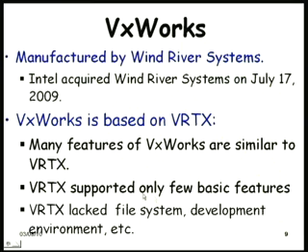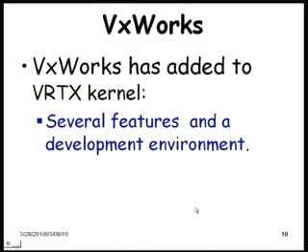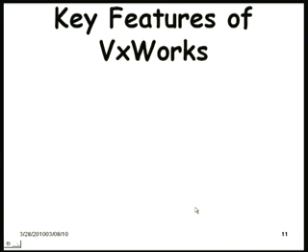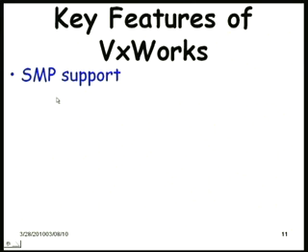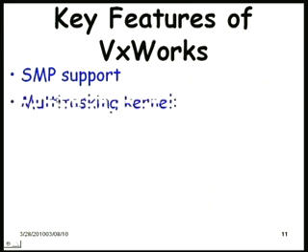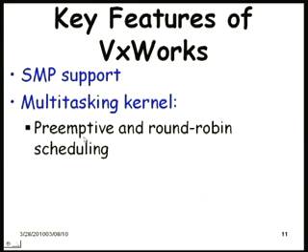The VRTX, as we were saying, supported very basic features originally, only 4 KB code, and lacked, for example, file systems, development environment and so on, and VxWorks provides all this. It has added several features and a development environment. Even it can work on multiprocessors, symmetric multiprocessors, multitasking kernel, and preemptive round robin scheduling. So, you can implement RMA, EDF, etc.